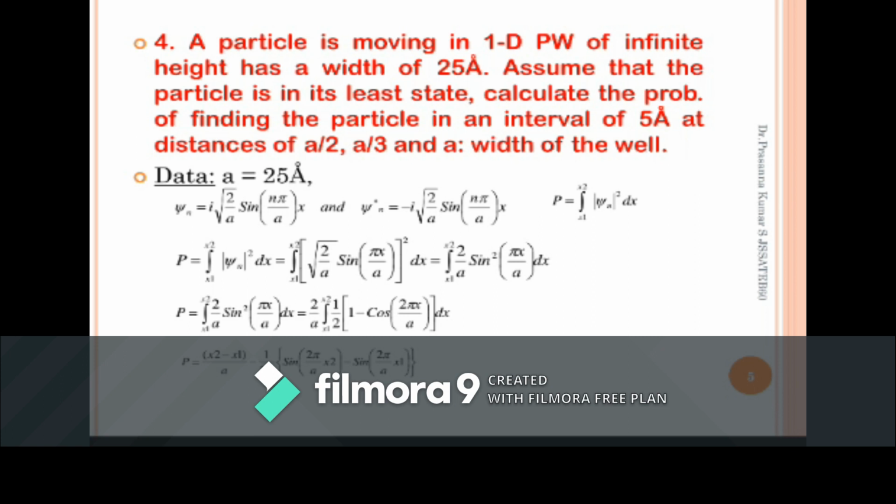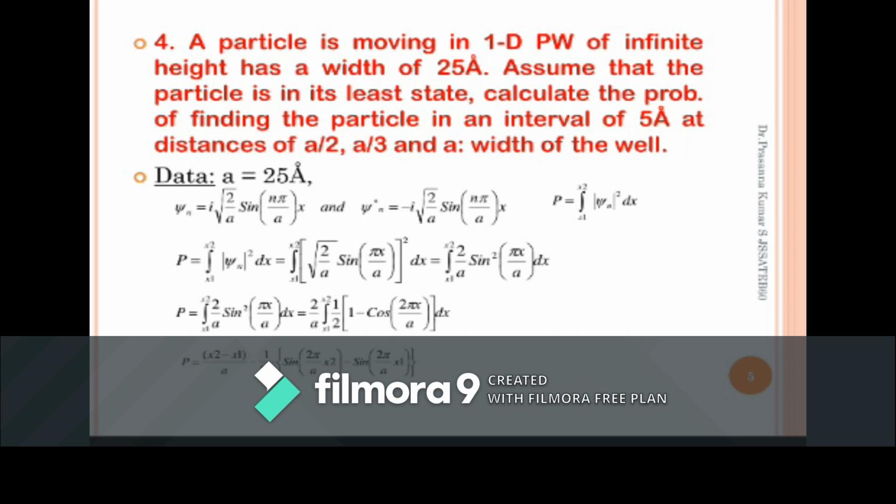this i into minus i becomes plus 1, and the product of root 2 by a becomes 2 by a, and it is sin square of x. So look at the integration. So P is equal to the integral from x1 to x2 of modulus psi square dx, that's equal to the integral from x1 to x2 of root of 2 by a, that is squared, sin pi x by a, altogether taken in square brackets squared. If you square that, it is the integral from x1 to x2 of 2 by a sin square pi x by a into dx. I'm not taking n here, already considering n equal to 1. Otherwise I would have had n pi something like that. Since it is the least energy state, n is already substituted, it is 1.